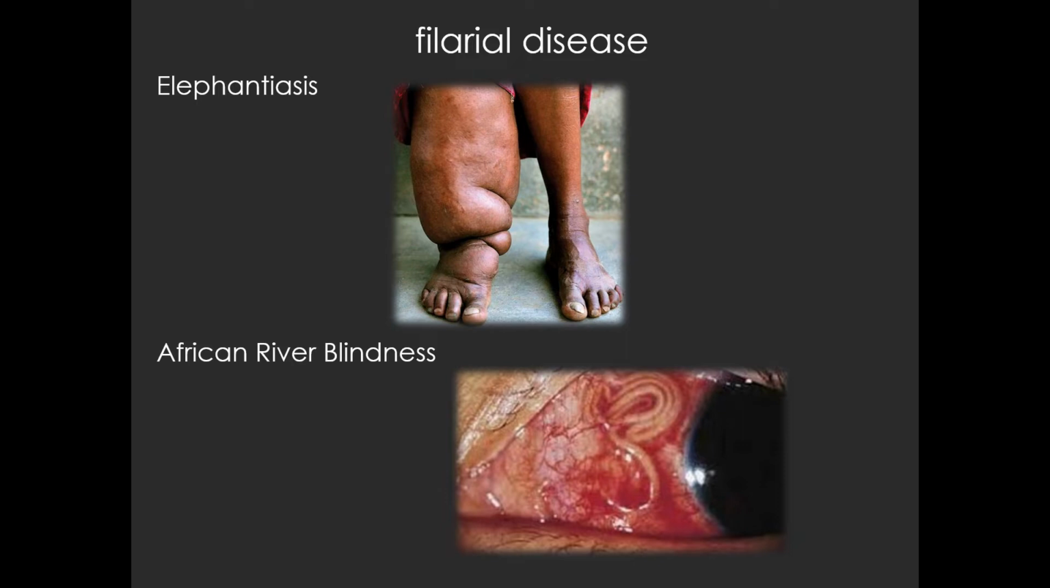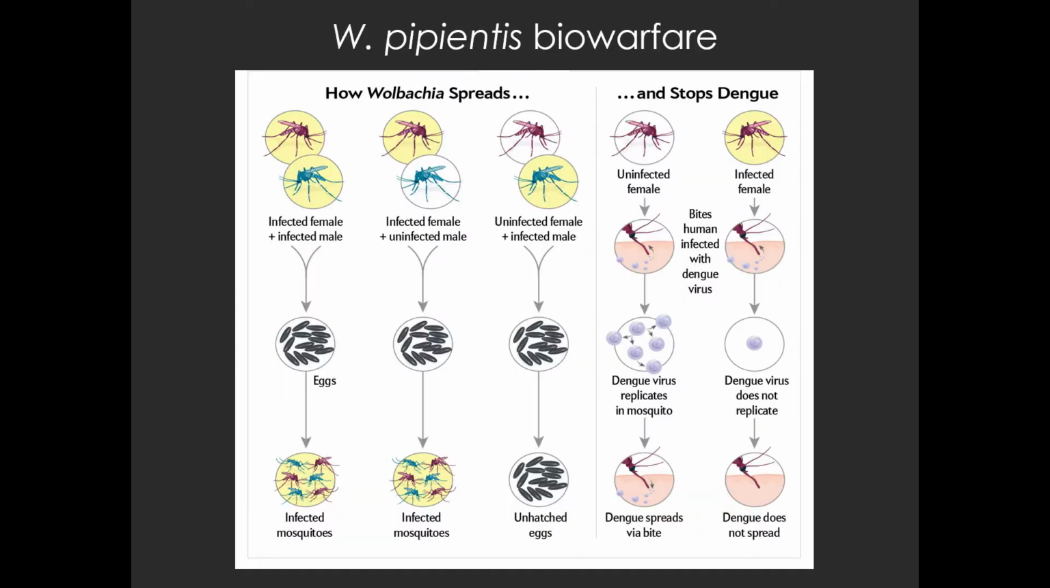On the other hand, African river blindness, as you can see here, though the worm is inhabiting the eye and there's redness and irritation, it doesn't cause issues until the worm dies, at which point it damages the eye and causes blindness. All right, having said that, let's move on to treatment with Wolbachia of vector-borne illness. So how is Wolbachia used in order to treat these mosquito-borne illnesses?